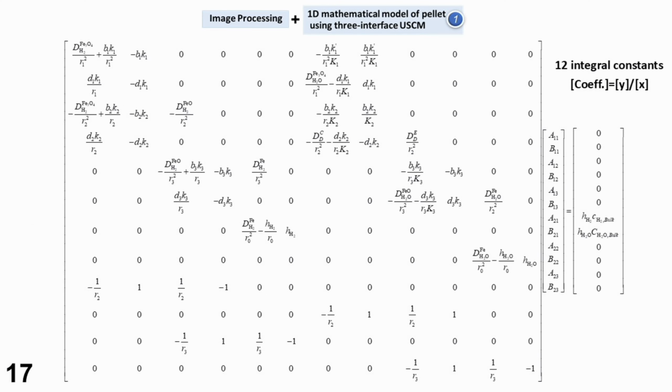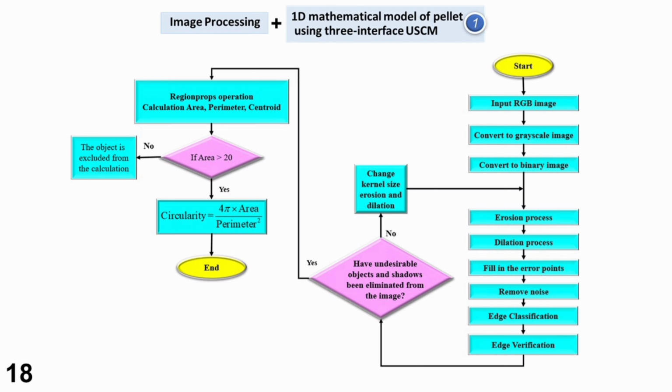By writing all 12 conditions, we can use a coefficient matrix to acquire 12 integration constants. In our first model, we use digital image processing techniques to calculate circularity using thresholding methods like erosion and dilation. The further shapes deviate from sphericity, the less contact area we have, making circularity a useful quantitative parameter.